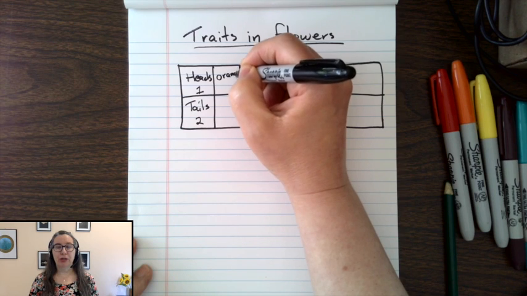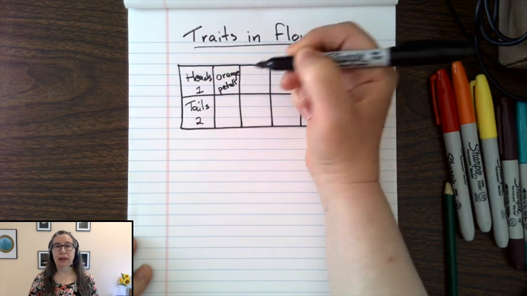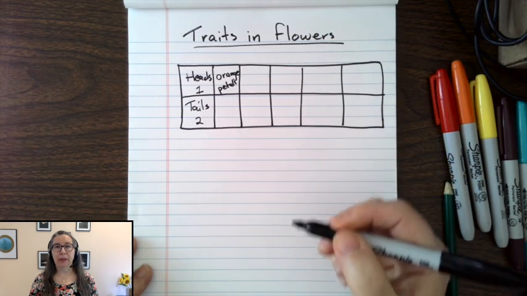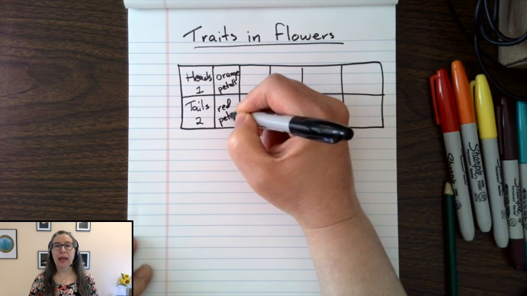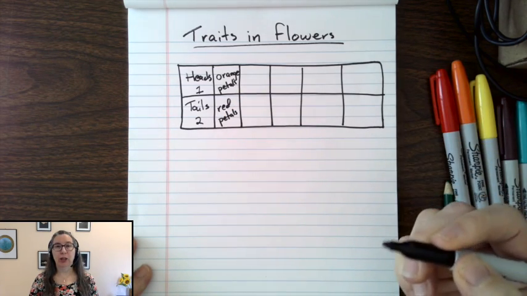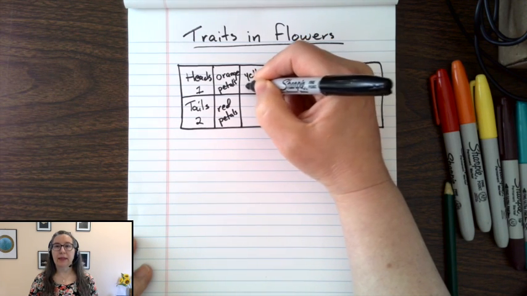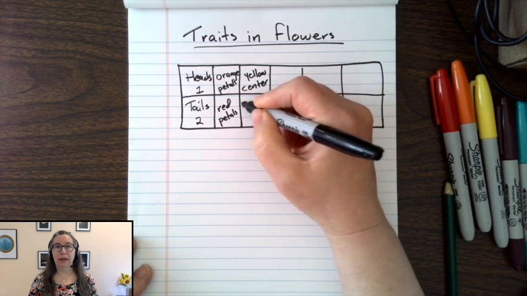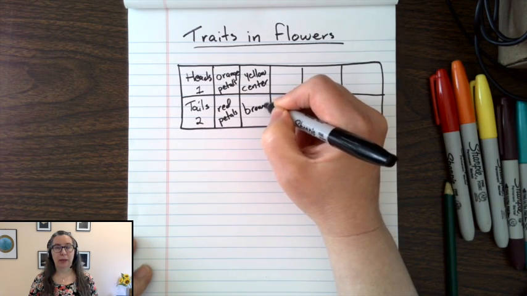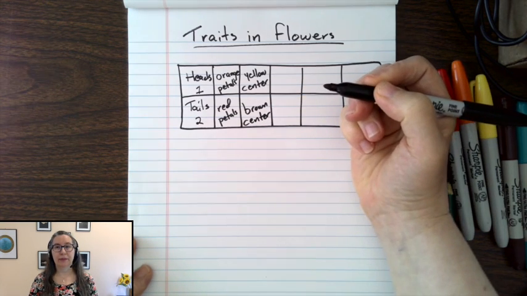The first trait is the color of the petals. Write orange petals in the upper box and red petals in the lower box. Next, the center of the flower. Does it have a yellow center? That'll be the upper box. Or will it get a brown center? That'll be the lower box.